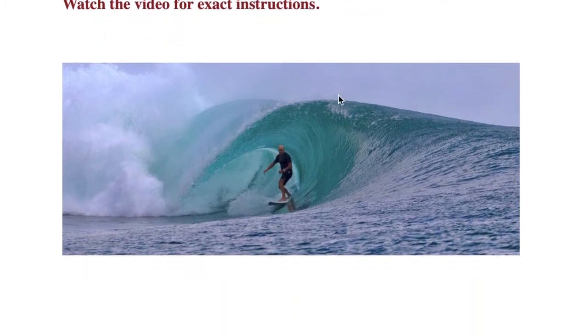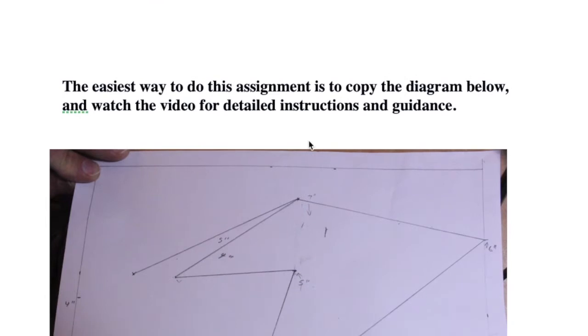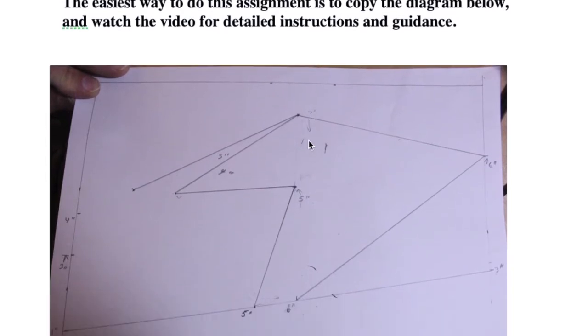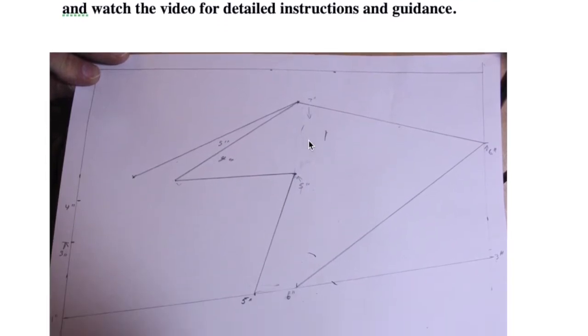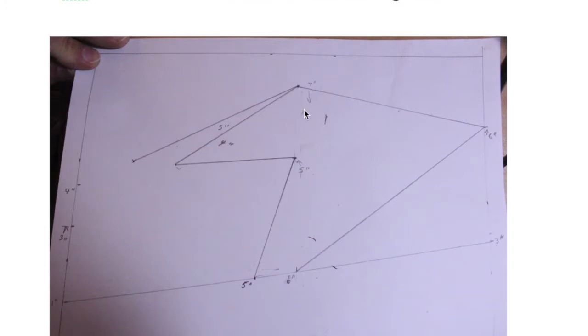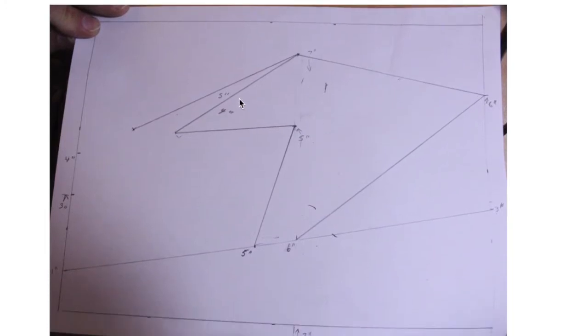Here's a guy riding a barrel wave. This is my inspiration for this assignment. And the easiest way to do this assignment is to copy the diagram below and watch the video for detailed instructions and guidance. So here it is. This is it, okay? You'll have your hard copy open.